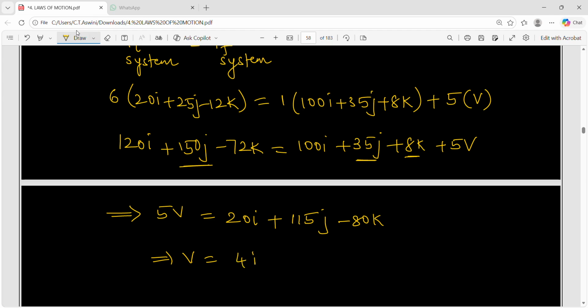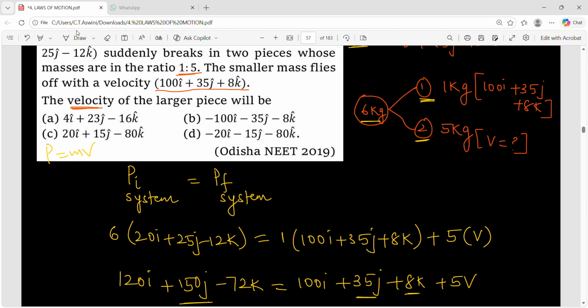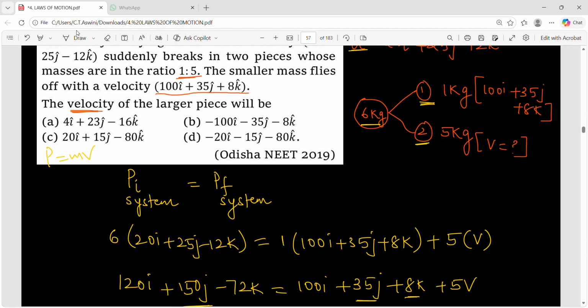5 4s are 20, 5 2s are 10, 5 3s are 15, 5 1s are 5, and 5 6s are 30. So what is the velocity now? 4i plus 23j minus 16k. So this is the velocity of the larger mass, 4i plus 23j minus 16k. So this is option A.